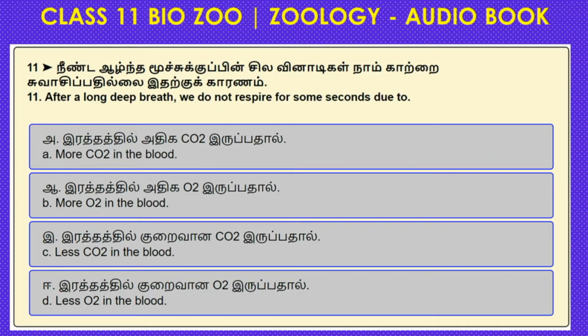Question number 11. After a long deep breath, we do not respire for some seconds due to A. More carbon dioxide in the blood, B. More oxygen in the blood, C. Less carbon dioxide in the blood, D. Less oxygen in the blood. Answer to this question number 11 is option B. More oxygen in the blood.